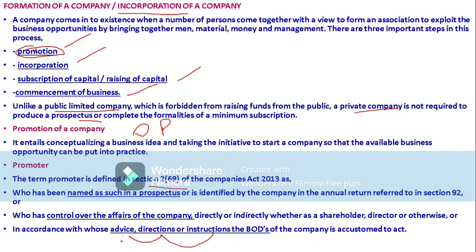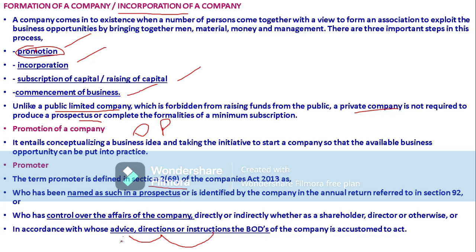Okay, so likewise he has to function like name approval. So what does name approval mean? The promoters must choose a name for the company, and also file an application for approval to the registrar of companies in the state where the firm's registered office will be located. So he has to file the name.